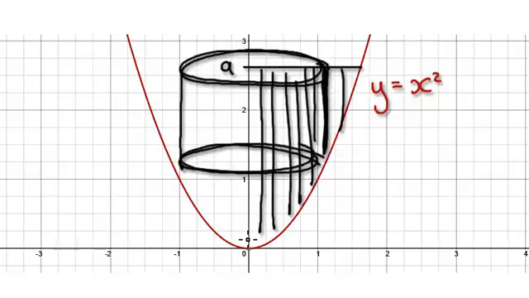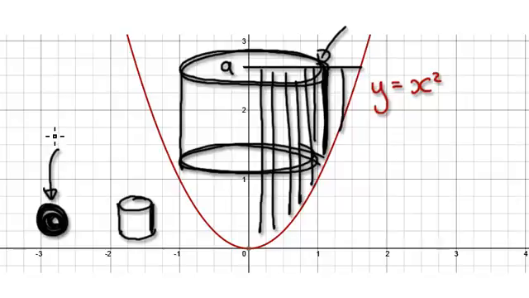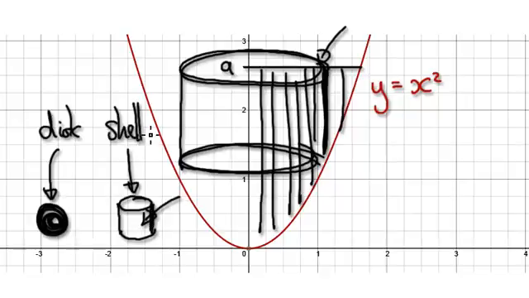So one method would be us summing up all the disks, and then this method here would be us summing up all these cylinders, looking like this. But the thing is, this here is called a disk, and this here is called a shell. When you read in textbooks, they will probably refer to this method as integrating using the shell method, and this here would be the disk.